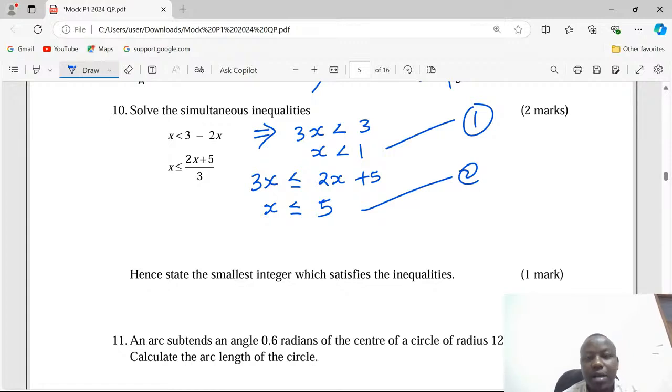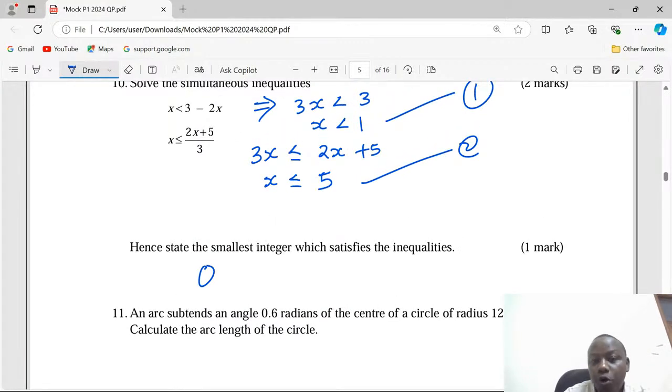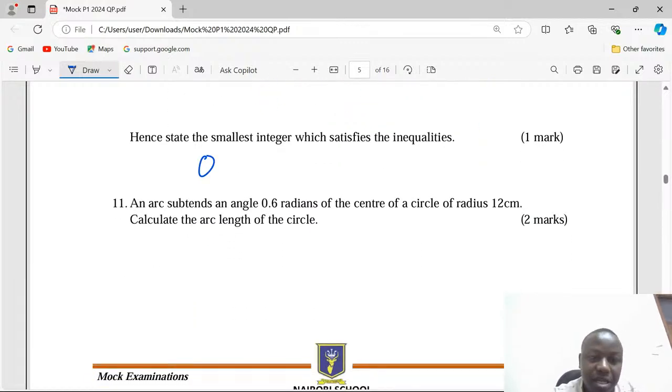X is less than 1. So if x is less than 1, then 1 does not satisfy. And that means that the least integer is going to be 0. Remember, if we had "or equal to", 1 could have been included. But because it's strictly less than, we begin from 0, 0 being an integer.